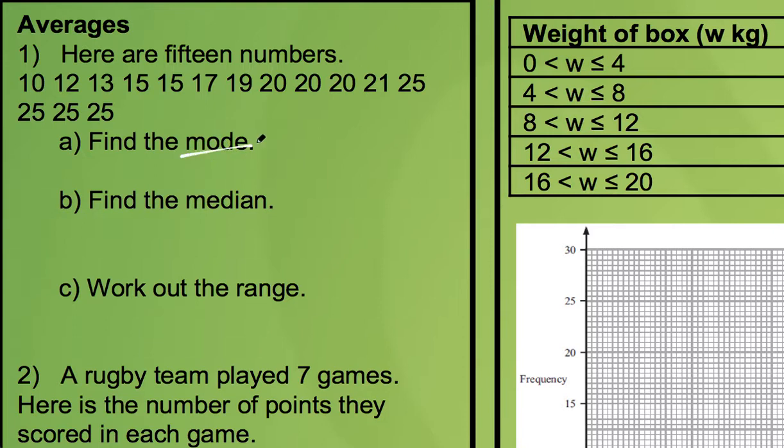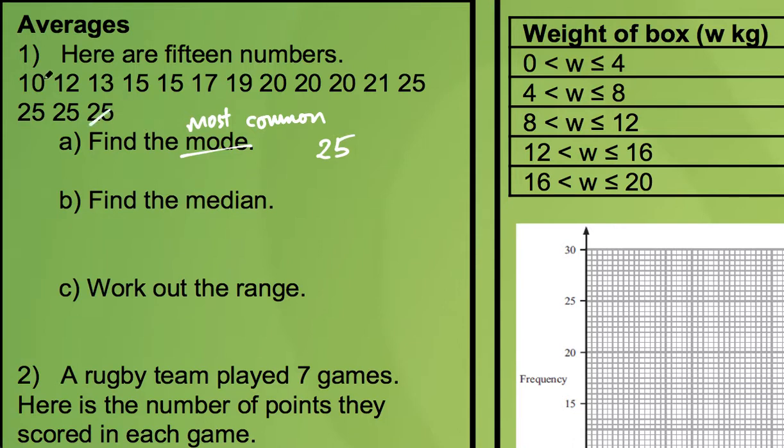The mode means the most common, so I'm looking for the number that appears most in this list. I've got 2 15s, 3 20s, and 1, 2, 3, 4 25s, so 25 is the mode.